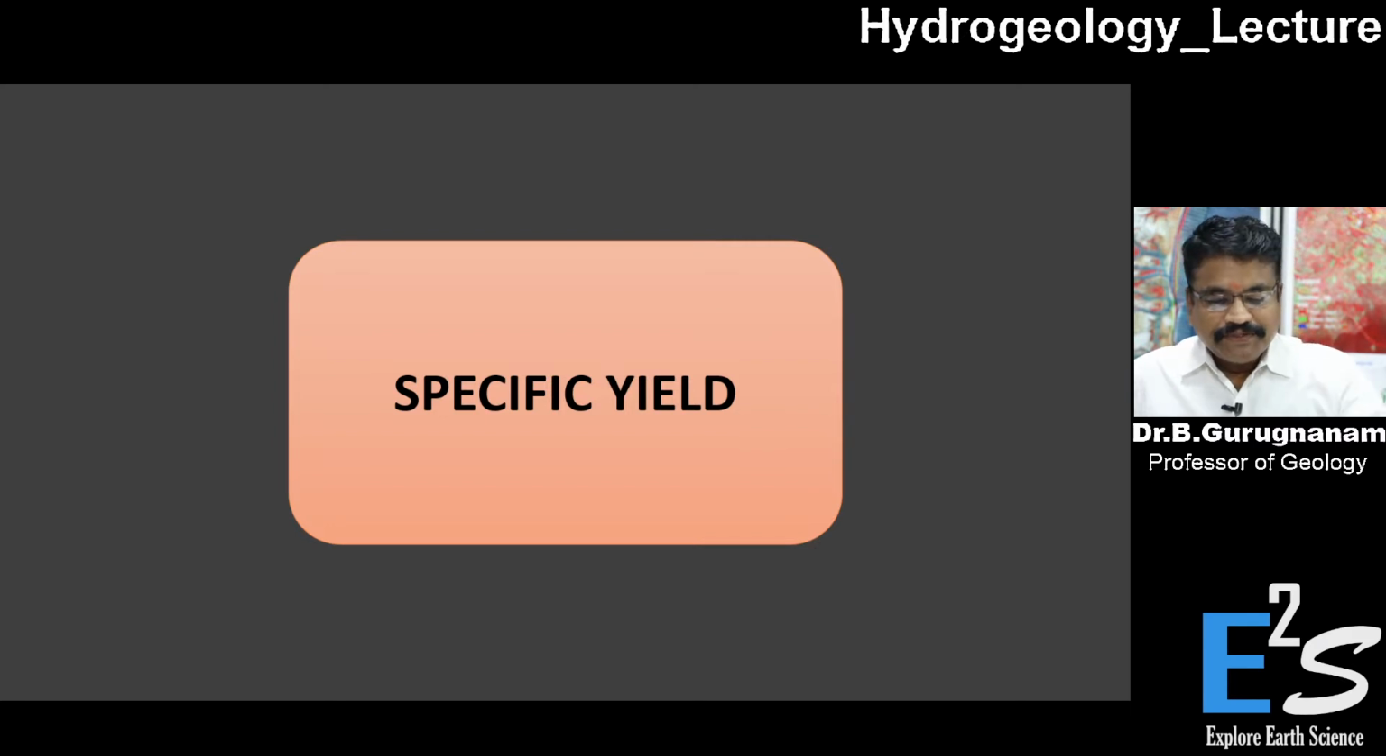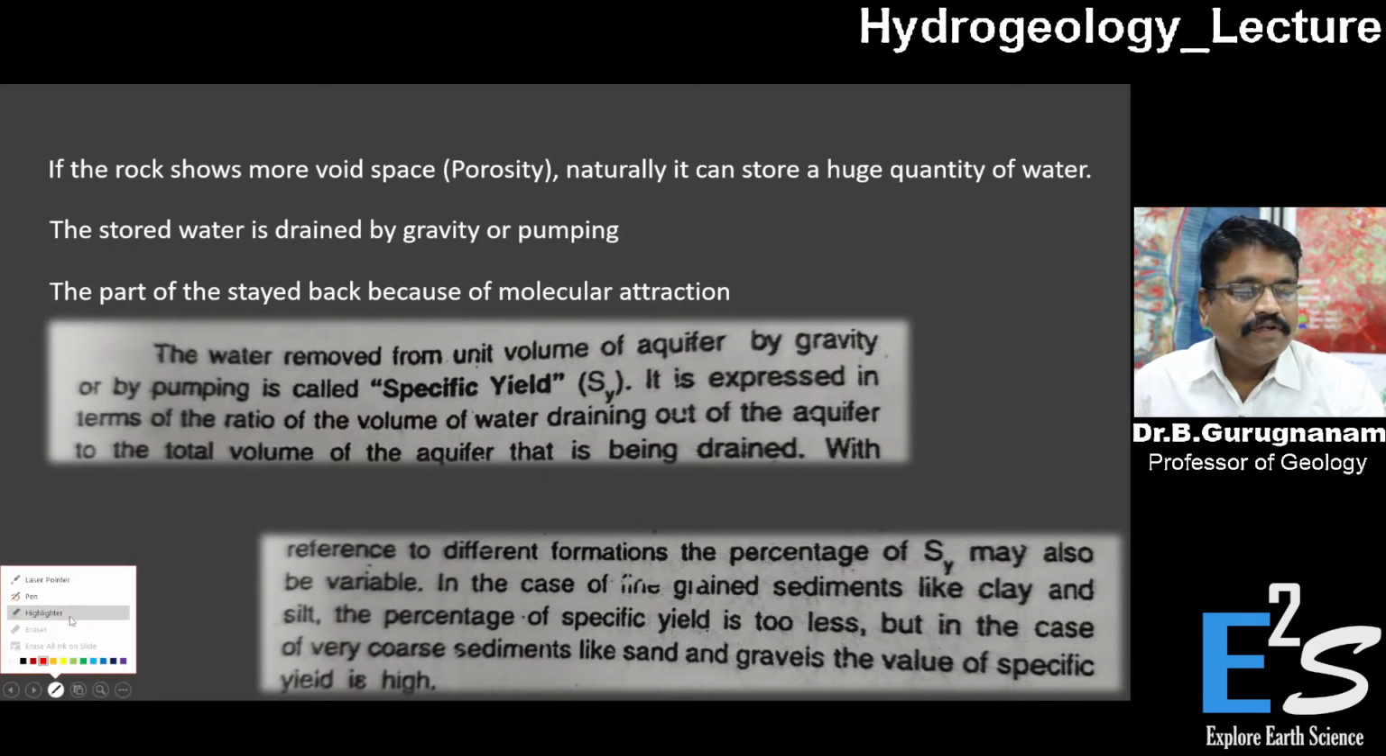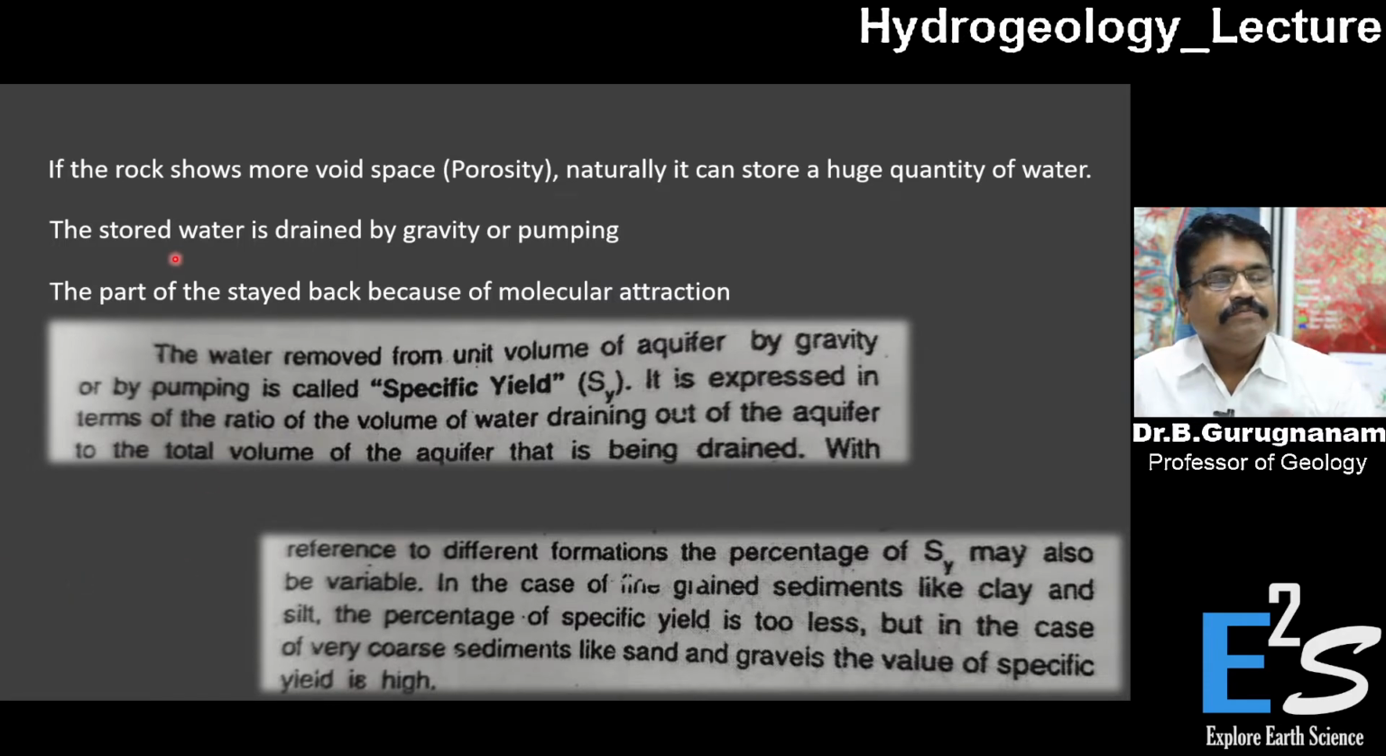So, the specific yield, the term comes from the yield of water given by a rock. Normally we speak about the yield in terms of agriculture production and all. Similar to this, for water, if you take an aquifer, then you will have to assess how much water it can give. So that is called the yield, specific yield.